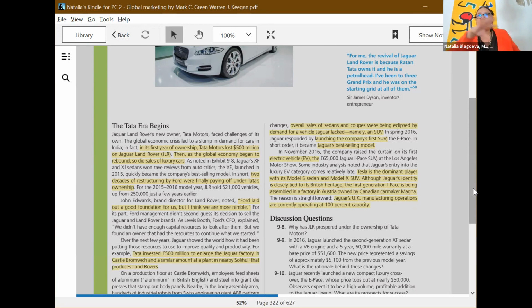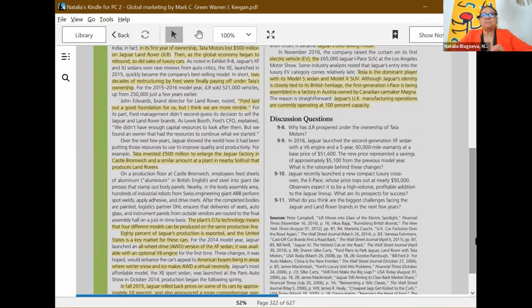So as you see, this whole process of entering a new market for India is not an easy route. It's very expensive as an operation. A lot of things could go wrong along the way, but they pulled it off very successfully. One of their cars is now produced in the factory of another company, because Jaguar's UK manufacturing operations are currently operating at 100% capacity. It means they're very successful in selling all their products.